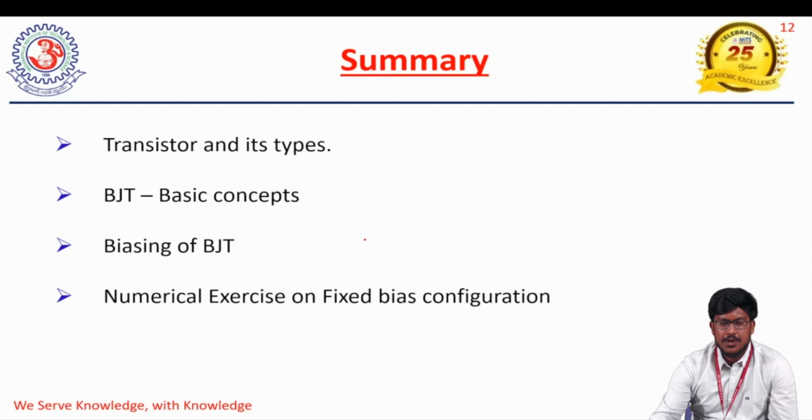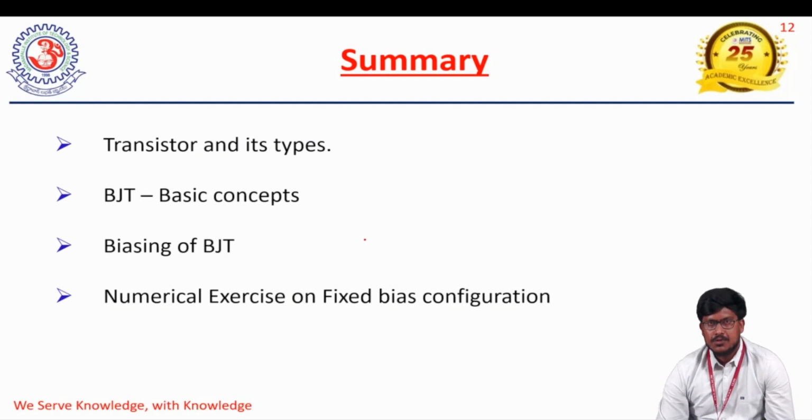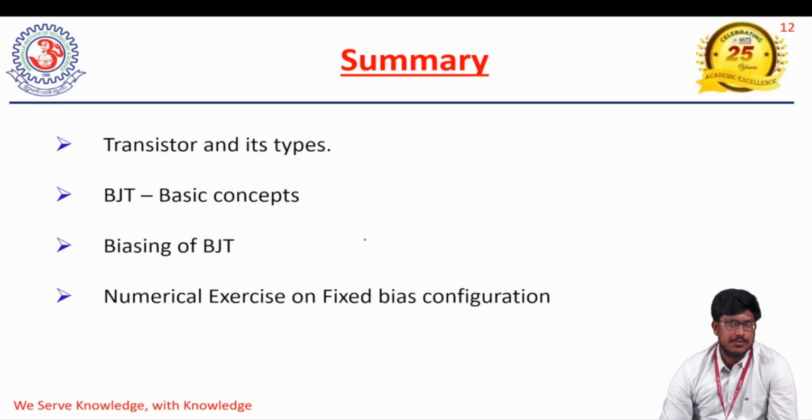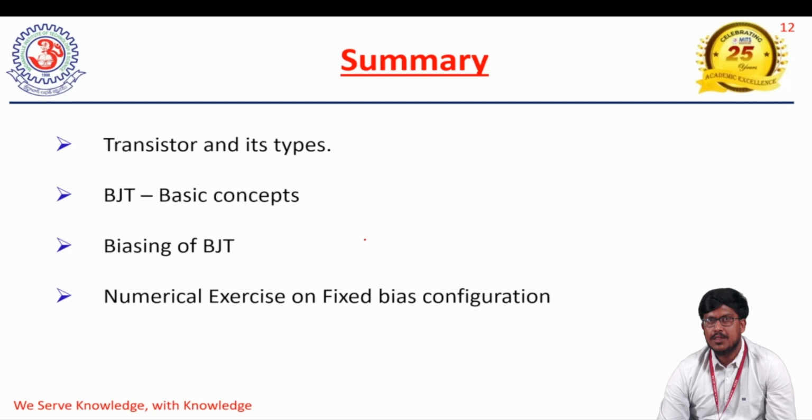One more concept we have seen here is biasing. The main intention of biasing is to determine the operating point of a transistor, in which region it is operating, whether in the cutoff region, saturation region, or active region. In order to perform as an amplifier, we need to operate in the active region. A switch has two states, on and off. In order to perform as an off switch, we need to operate in the cutoff region. In order to perform as an on switch, we need to operate in the saturation region.